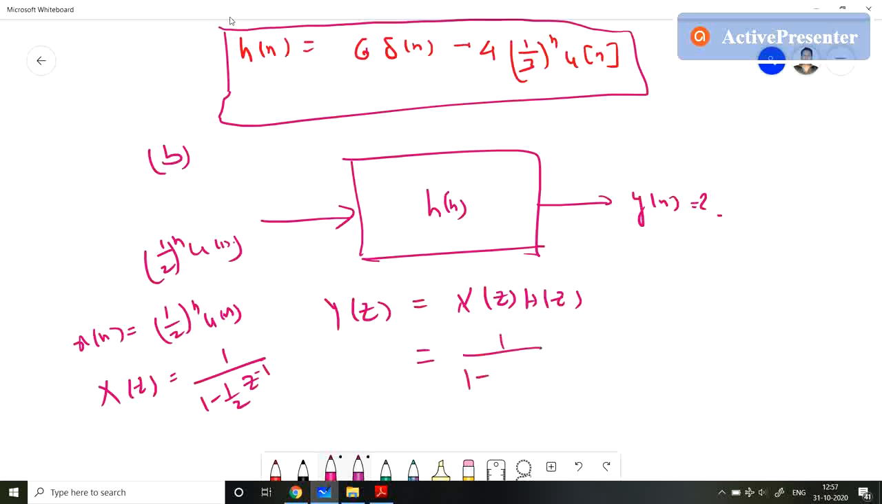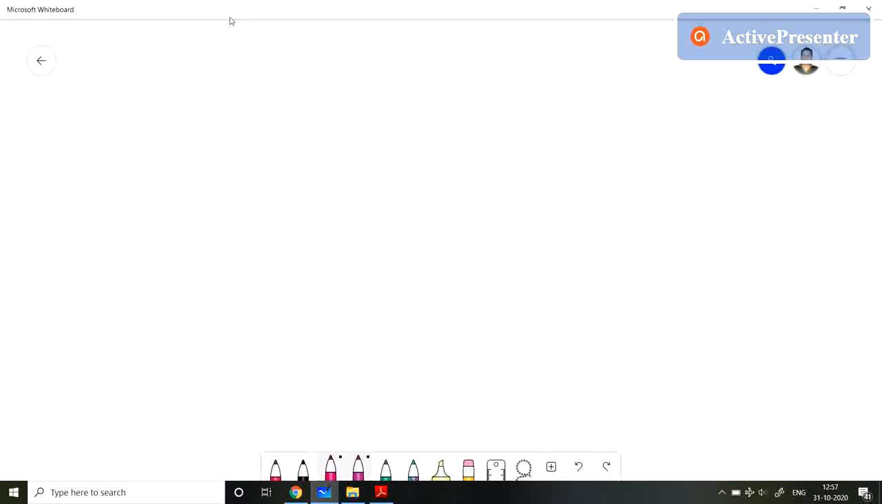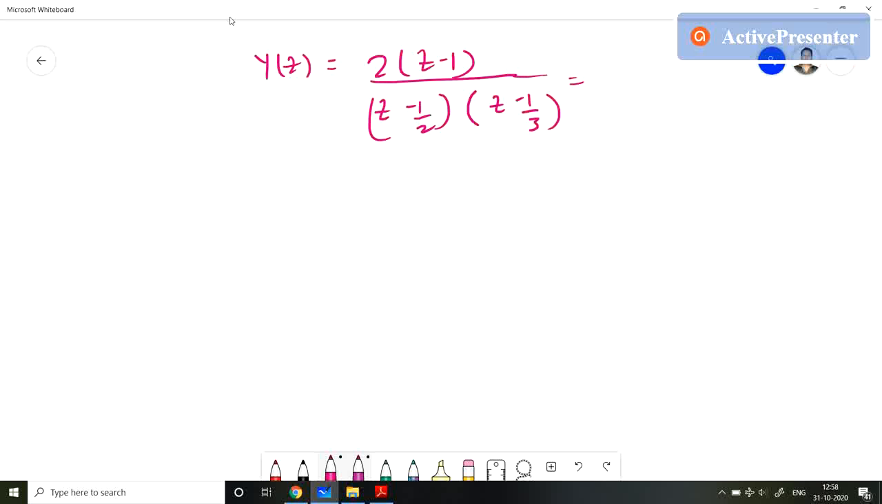So we are putting this value, and H(z) is equal to (6 minus 4z) divided by (z minus 1/3). Now if we solve this, then we will get that Y(z) is equal to (2z minus 1) divided by (z minus 1/2)(z minus 1/3). Please check these relations.